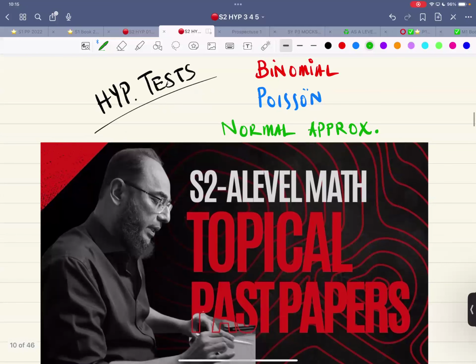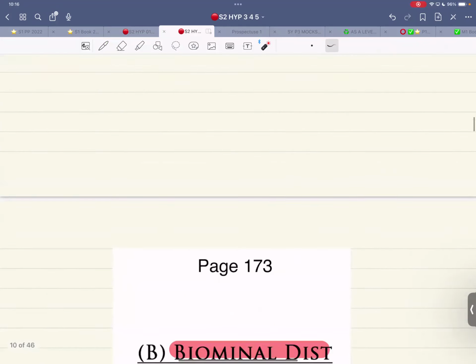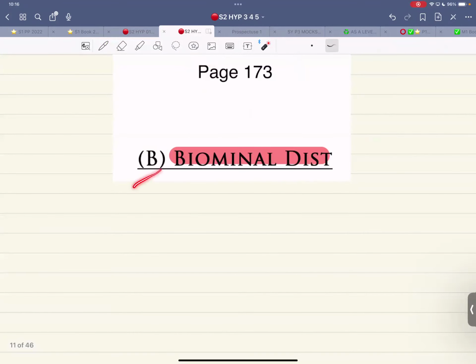In today's lecture, we are going to cover hypothesis tests. It could be a scenario of binomial, it could be a scenario of Poisson, or it could be normal approximation to binomial or normal approximation to Poisson. Now, first of all, from the topical book, exercise B, let's do some questions related to binomial.